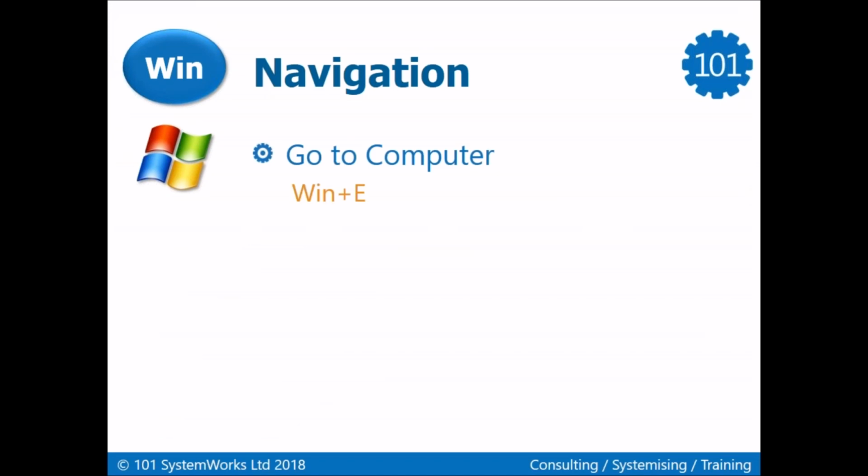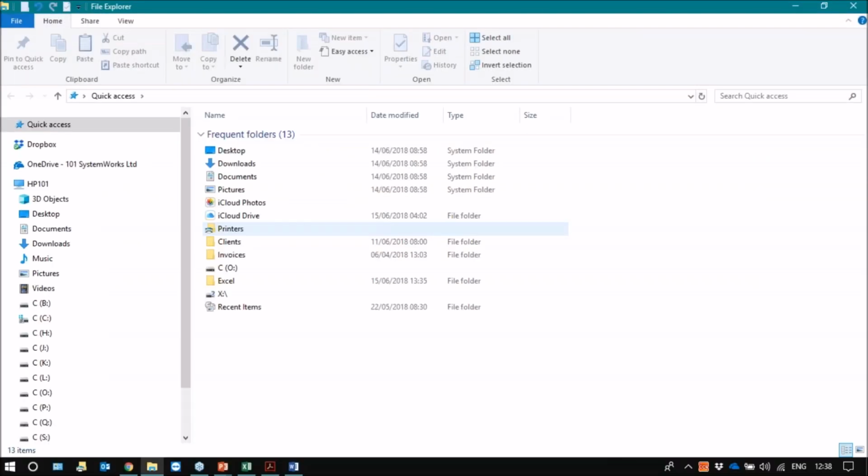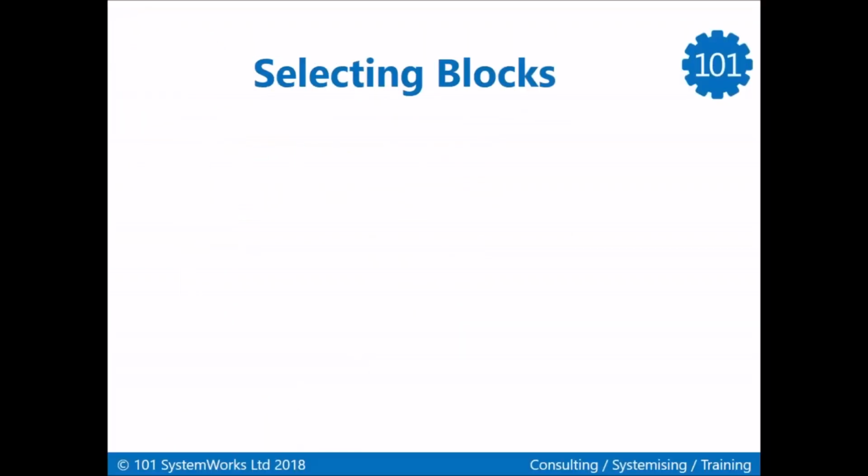So, if I want to go to My Computer, Windows with the E key will actually open My Computer, and then you can get to any folder that you're obviously wanting. So Windows and E.